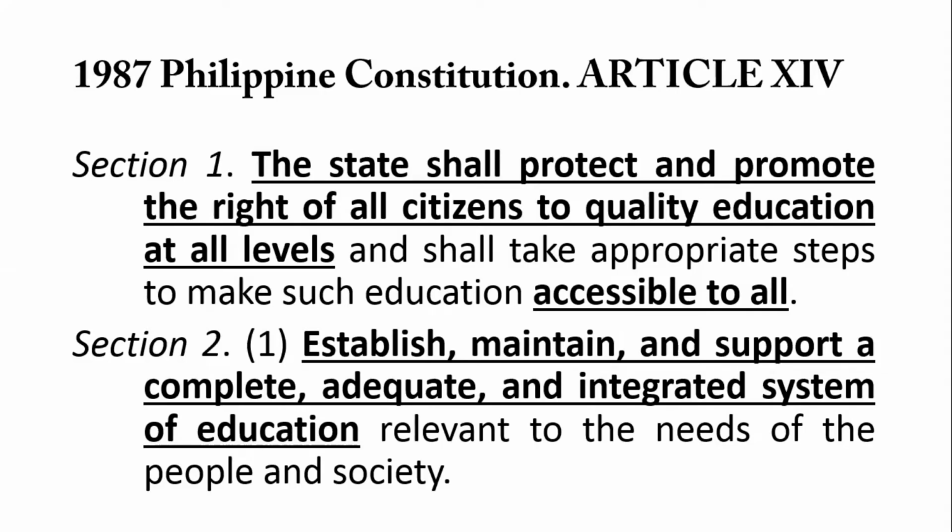Therefore, it encompasses all of us. Moreover, Section 2 states that the state shall establish, maintain, and support a complete, adequate, and integrated system of education relevant to the needs of the people and society. The word relevance in this section entails that the state has to be responsive enough in educating the citizens despite the demands of time and circumstances.